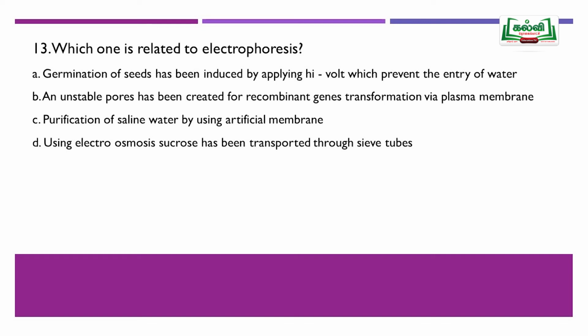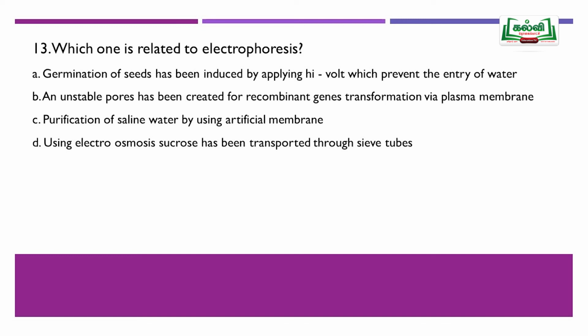Okay. The next one, an unstable pore has been created for recombinant gene transfer via plasma membrane. Okay. So, usually in electroporation we are applying a certain voltage of current, that means a certain pulse of electricity. So, due to that, an unstable pore will be produced. So, due to that unstable pore, the recombinant gene, that means a plasmid or a vector we created, will easily get transformed in via plasma membrane. So, this is the correct option.